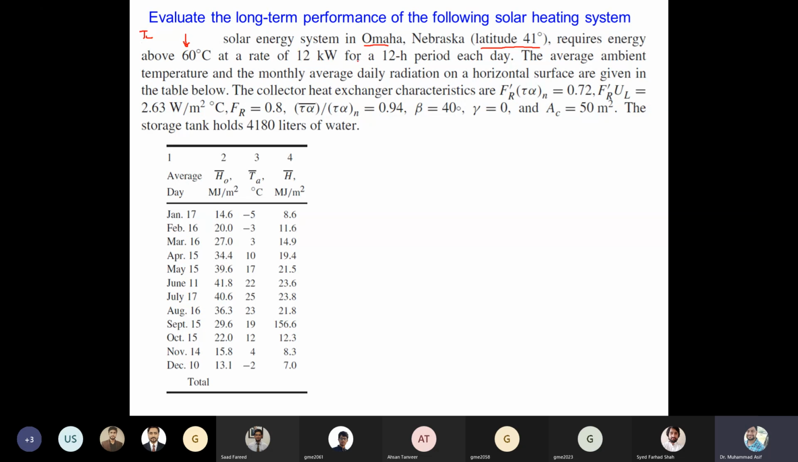Load is 12 kilowatt. For 12 hours, you can multiply that, convert it into kilowatt hour, and then you can divide with 3600 to convert into joule per second.